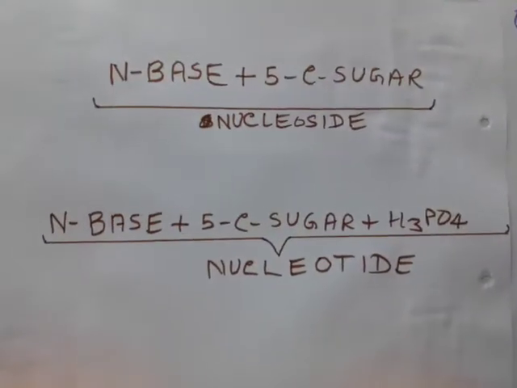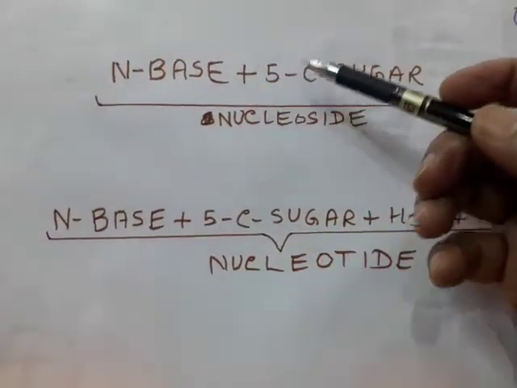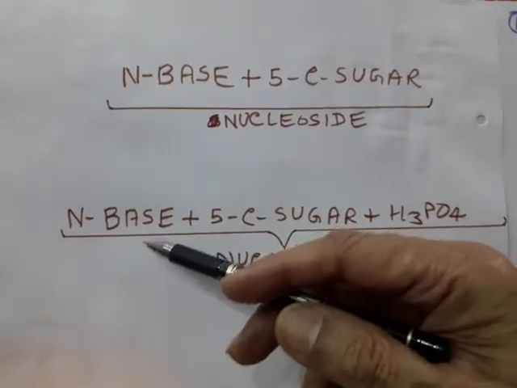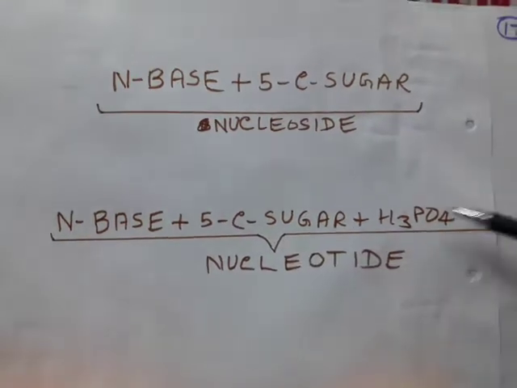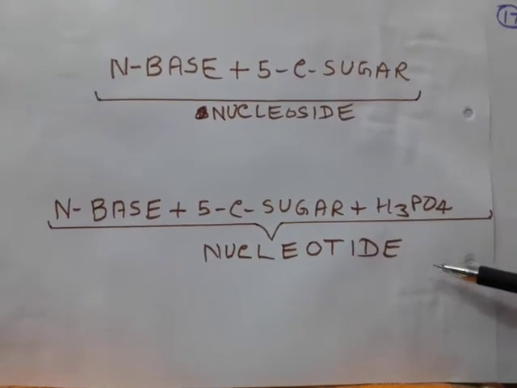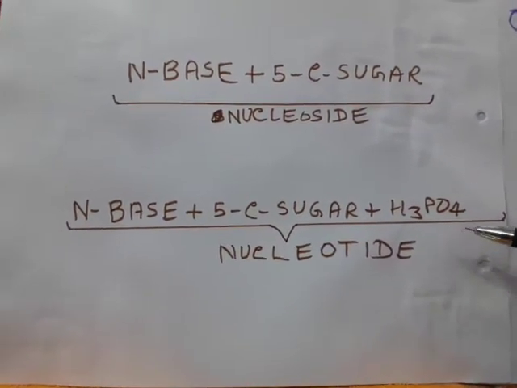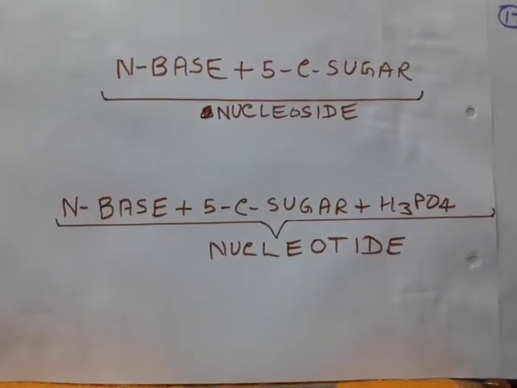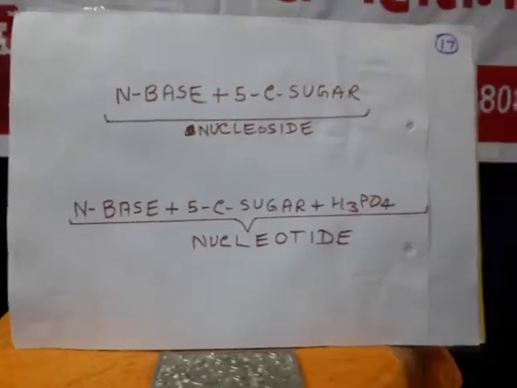Another point: a combination of a nitrogenous base plus a 5 carbon sugar is called a nucleoside. A combination of a nitrogenous base plus a 5 carbon sugar plus phosphoric acid is called a nucleotide. So in the DNA molecule, both helices are polynucleotides, having many nucleotide molecules attached with each other.